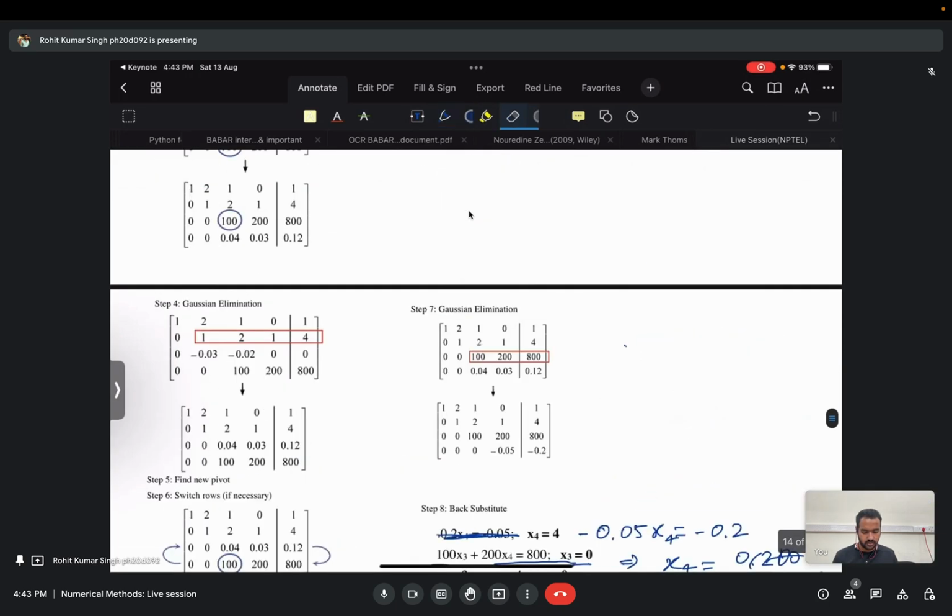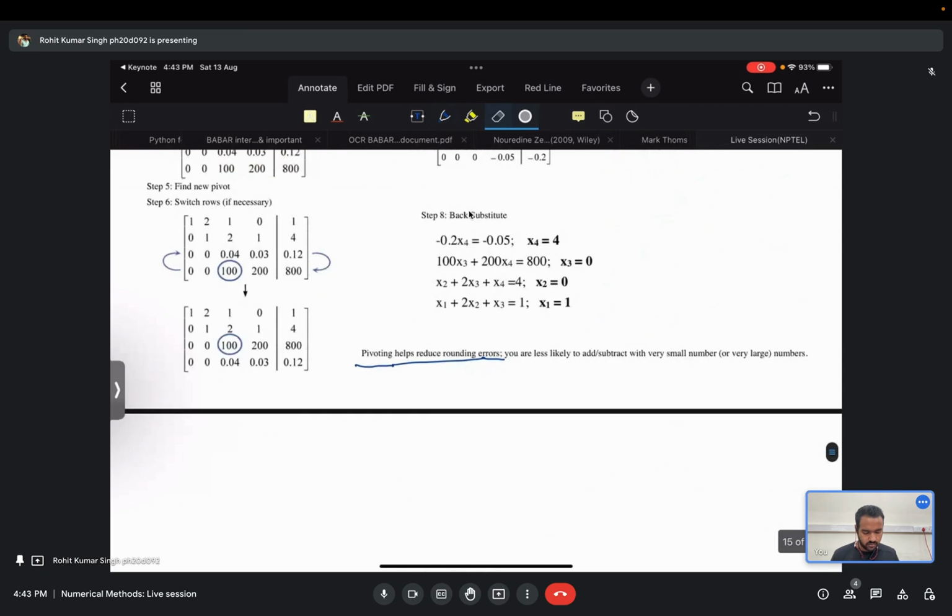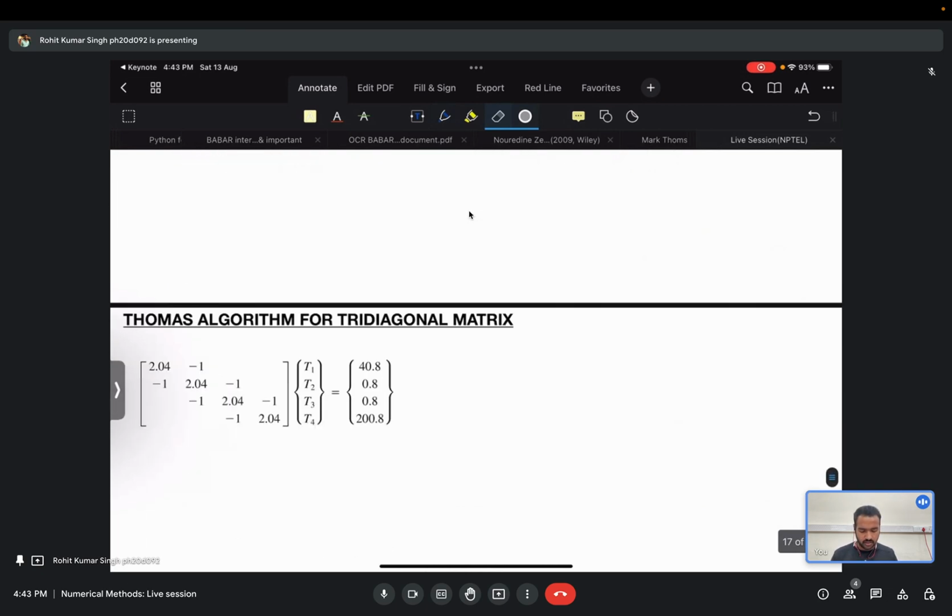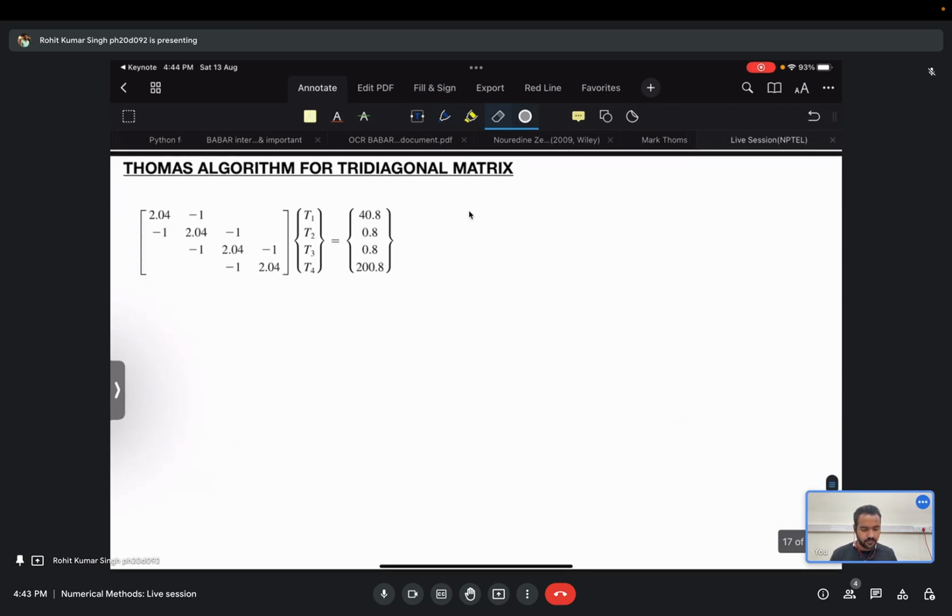Okay, thank you. So let's go on to our next example. Here I have put up a problem on a tridiagonal matrix, and I'll solve it using the Thomas algorithm. So you guys know the Thomas algorithm, right? All these different algorithms are very similar.